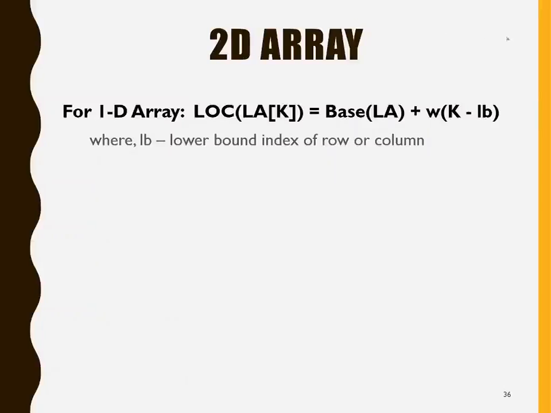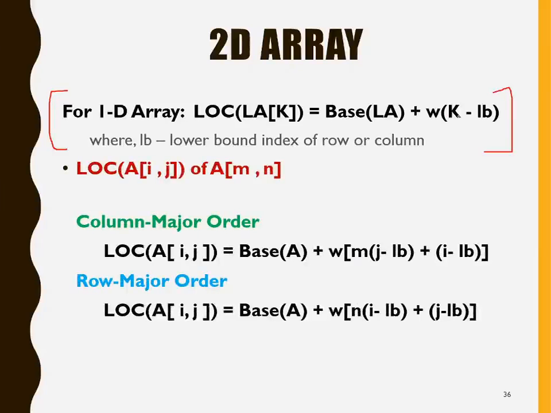Now in order to calculate the address of elements of a 2D array, we also have a formula, just like in the case of a 1D array. We use this formula based on row major order as well as column major order. This is the formula in which we can put the values and get the address of any particular element in a 2D array, just like we did in the case of a 1D array.